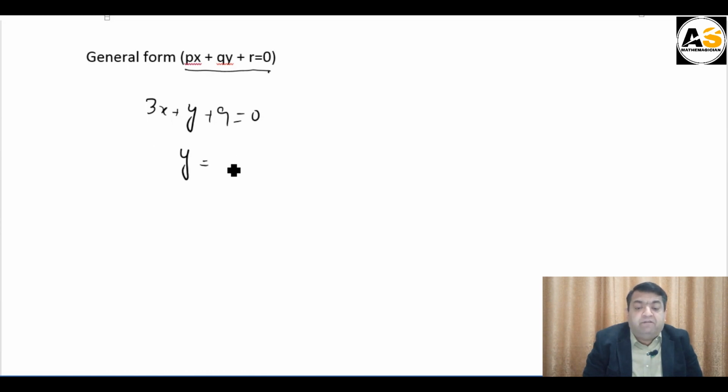When I find y from here, y is equal to minus 3x minus 9. So this becomes the gradient intercept form. What is its gradient? Minus 3. And what is its y-intercept? Minus 9.